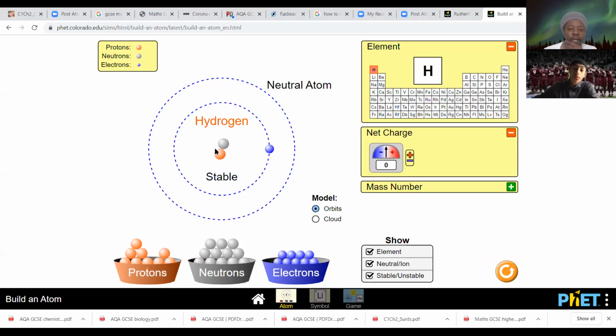Why is it still identifying it as a hydrogen atom? Is it because it's still neutral, has the same charge, and it still has one proton, one neutron, and one electron? Okay? The key thing is that the identity of an atom is given by the number of protons. If I added another proton here, I am no longer looking at hydrogen anymore, okay? So the identity, remember, is given by the number of protons.